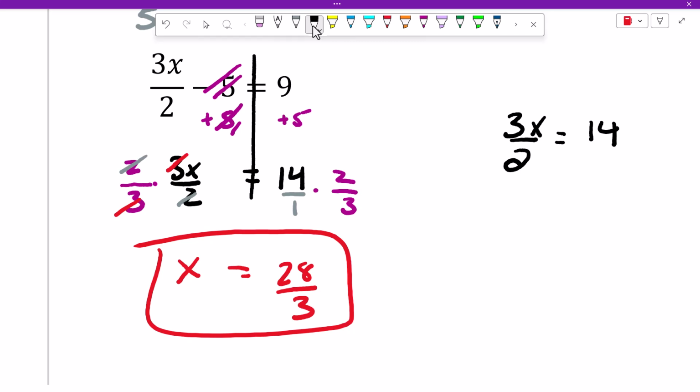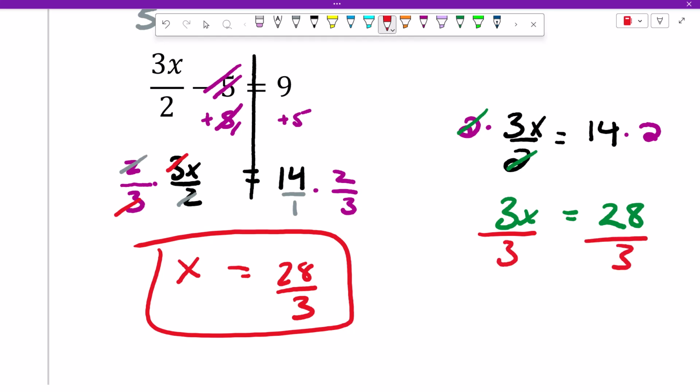So if you wanted it in 2 steps, remember I said usually it's easier to get rid of the denominator first. So we're dividing by 2. So opposite of dividing by 2 is to multiply by 2. So if you wanted to do it in 2 steps, you go times 2, times 2. The 2's go away. You're left with 3x equals 14 times 2, which is 28. Then you go, oh, I want to get rid of the 3. That's multiplying. So I divide by 3, divide by 3. 28 over 3.